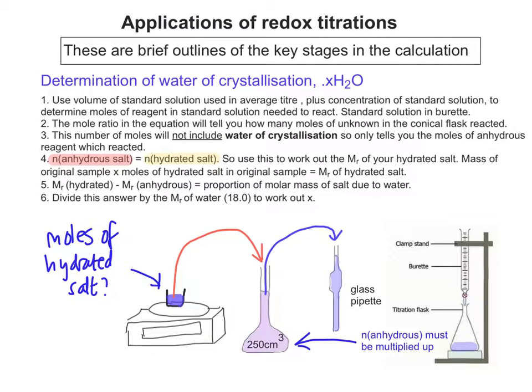So once you've worked out the number of moles of hydrated salt by taking your anhydrous salt and multiplying it up, now you can work out the MR of the hydrated salt by carrying out the calculation that's highlighted in purple. Now if you take that MR value and you subtract from it the MR of the anhydrous salt, you end up with a proportion of the molar mass of the salt that's just due to water. That's isolating the H2O. So that isolated amount, you divide it by 18, which is the MR of water, to work out X. And that now tells you how many moles of water of crystallization you've got in your hydrated salt.